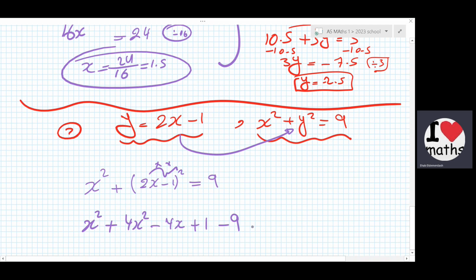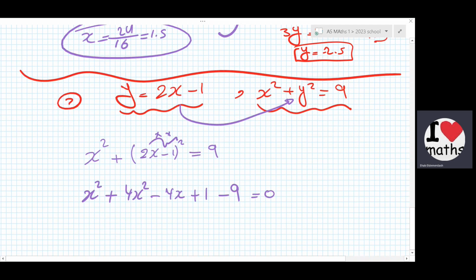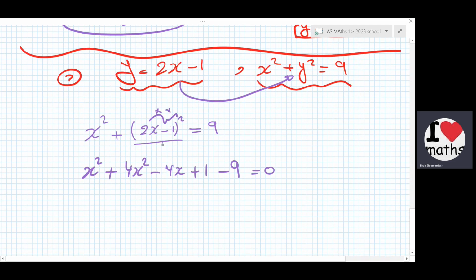Are you with me? So once I get it, I make it equal to 0. All I did is get the expansion of the bracket. This will give me 3 terms. You have an expression, you expand it, and it gives you 3 terms. Are you with me? So what I have to do is start to collect the like terms.